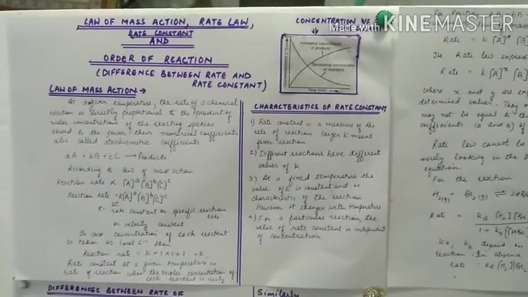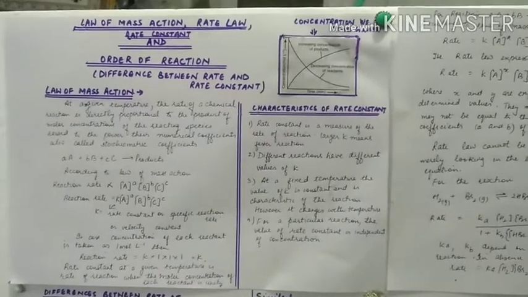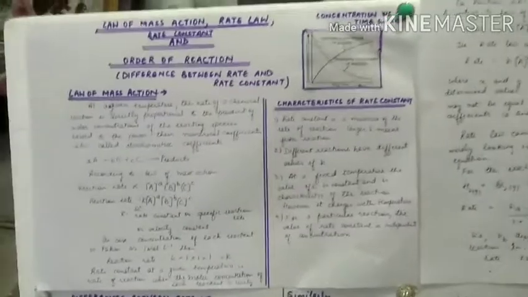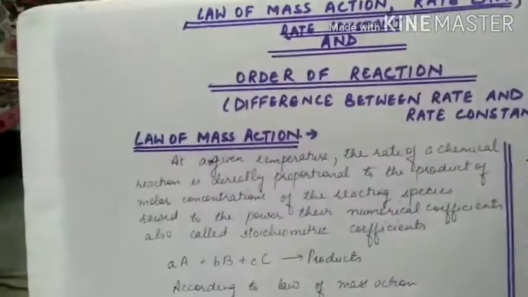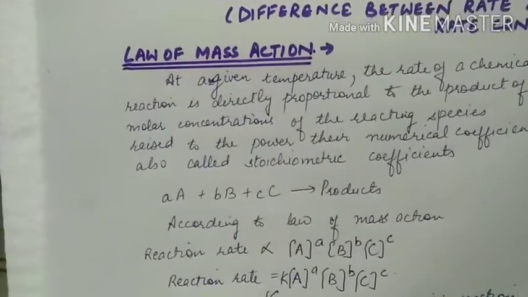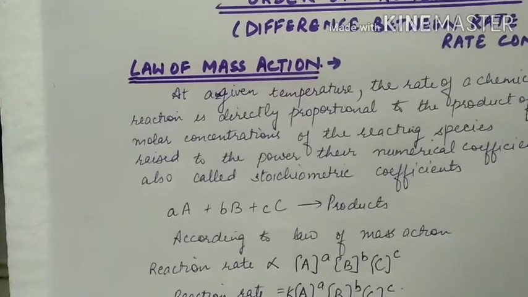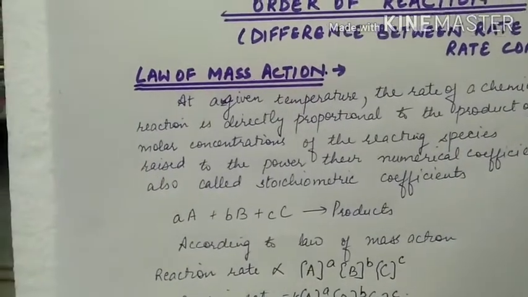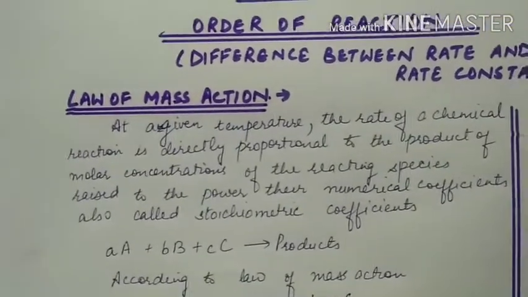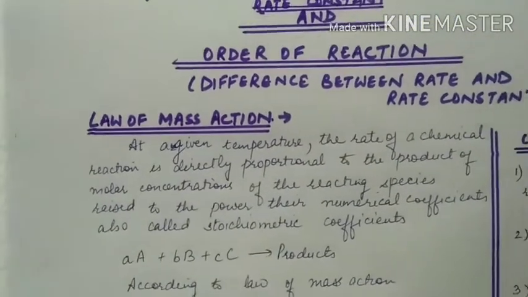Today we will be doing law of mass action, rate law, rate constant and order of reaction. So first is law of mass action. At any given temperature, the rate of chemical reaction is directly proportional to the product of molar concentrations of the reacting species raised to the power the numerical coefficients, also called stoichiometric coefficients.